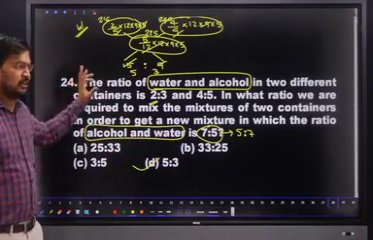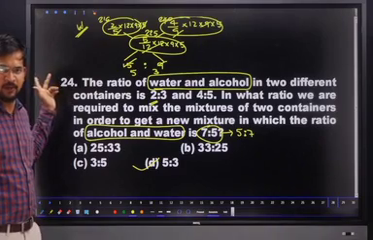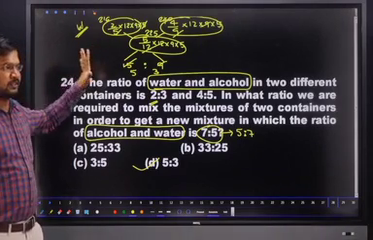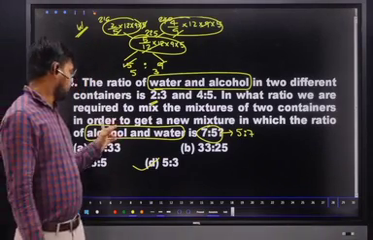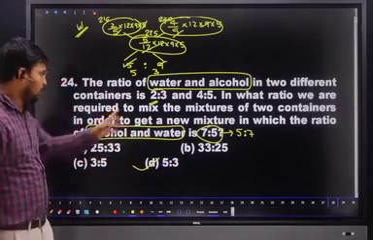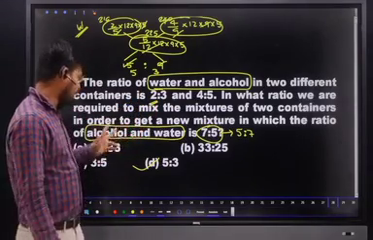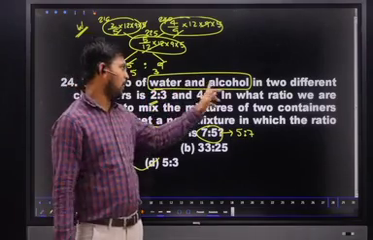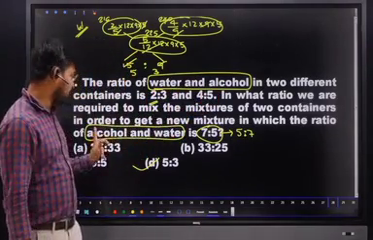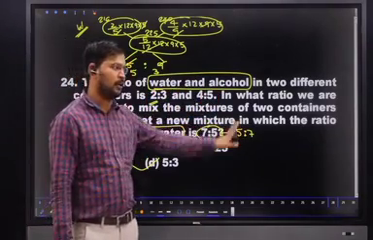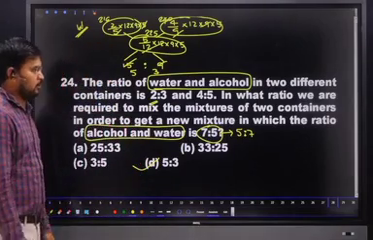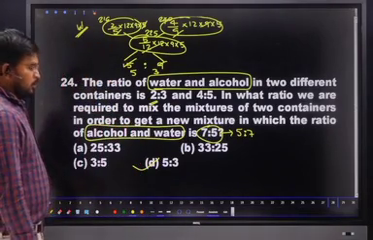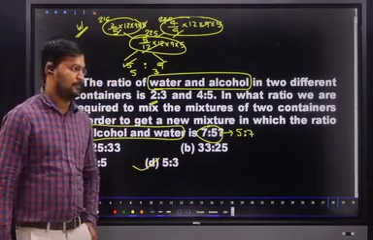In the similar fashion, the previous one and this one are a similar model. But read the question carefully. If you get confused here, you will get the wrong answer. Here in the first case, they gave water to alcohol, but in the final mixture, they gave alcohol to water. You have to change that one. That is very, very important. Just make a note.